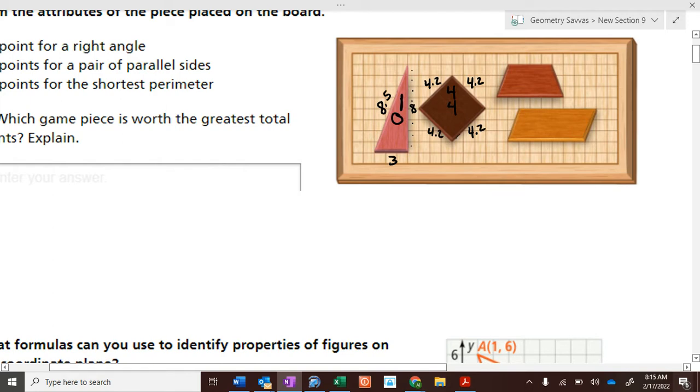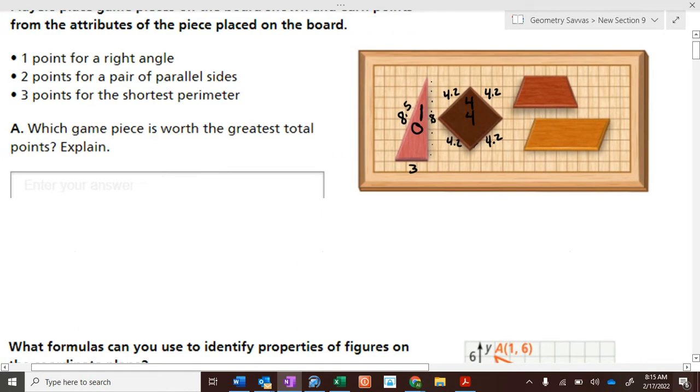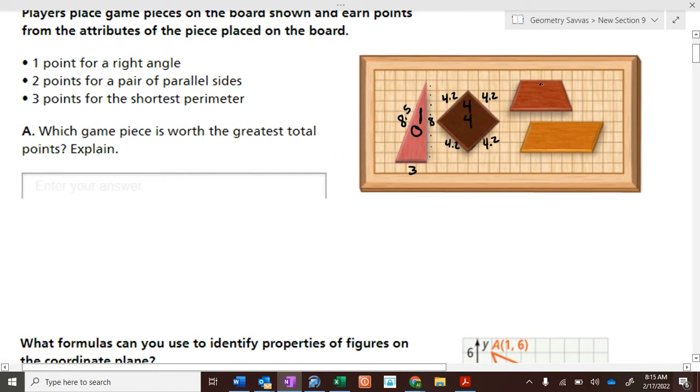Okay, what kind of a shape is this? What's this called? Trapezoid. Okay, trapezoid. How many right angles do you see in it? None. 0 right angles. How many parallel sides? 1 pair of parallel sides, so it gets 2 points for that. And now let's find its perimeter. So this side has 4, this side is 6.